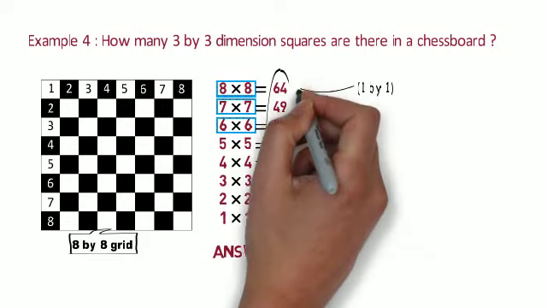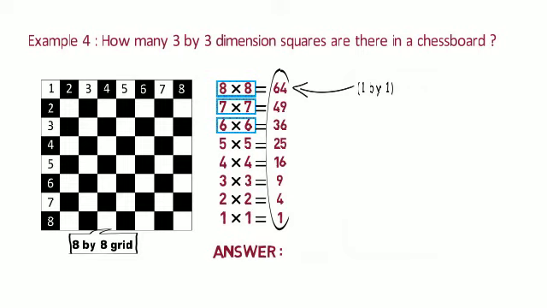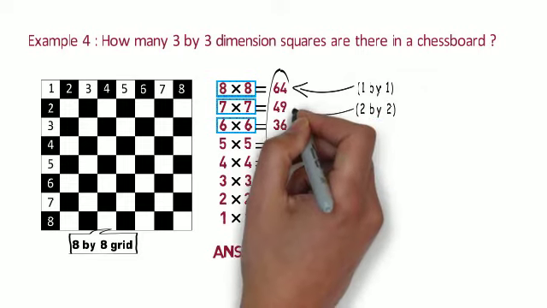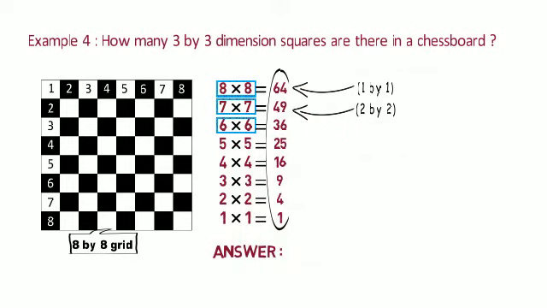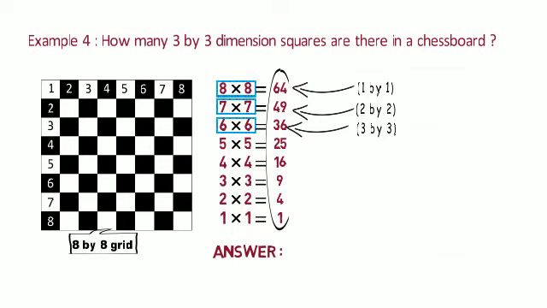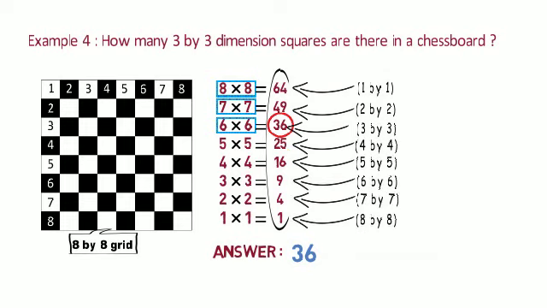8 into 8, that is 64, were the number of 1 by 1 dimension squares. 7 into 7, that is 49, were the number of 2 by 2 dimension squares. And 6 into 6, that is 36, were the number of 3 by 3 dimension squares. So 36 becomes the right answer. So this way, you can find out the number of squares of any particular dimension.